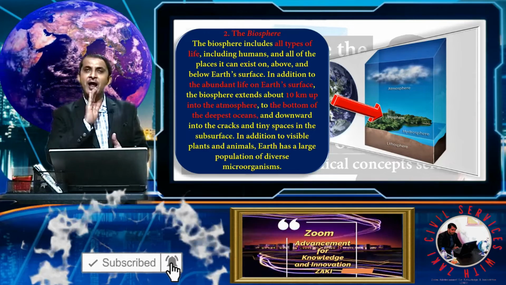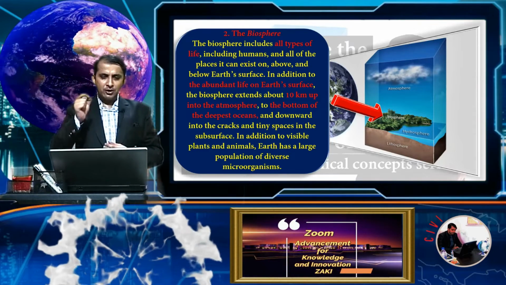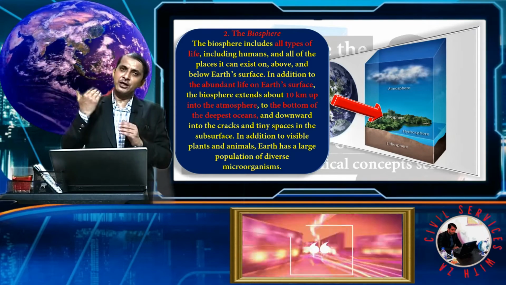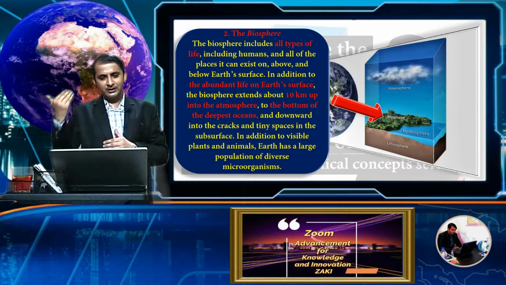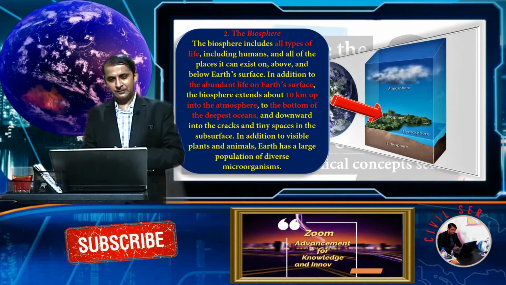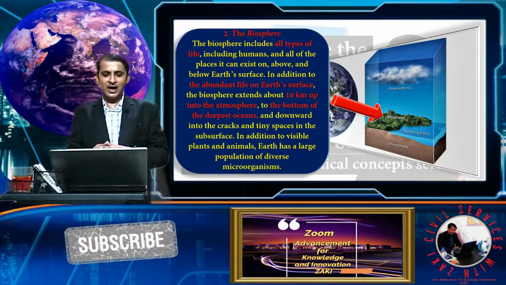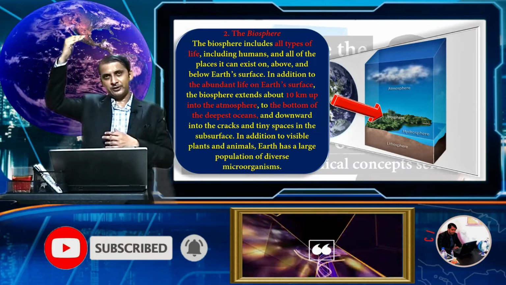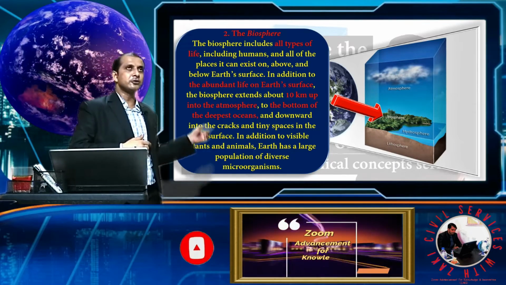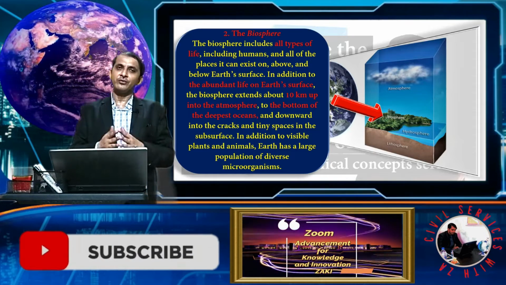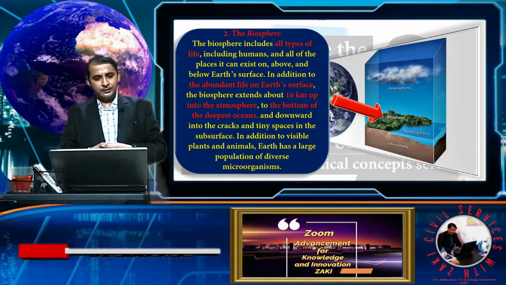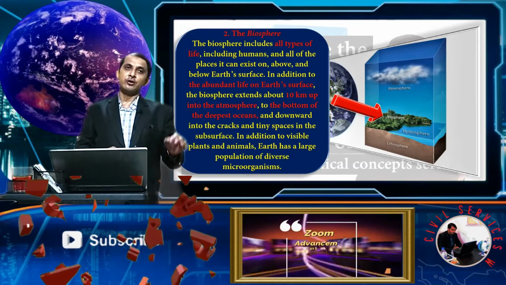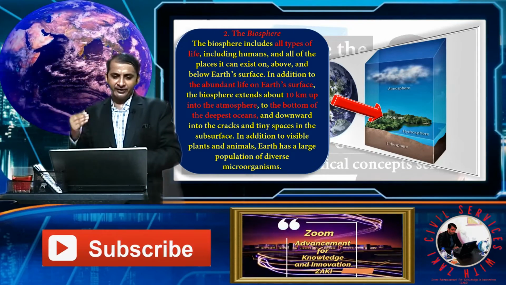The Biosphere includes all types of life, including humans, and all of the places where it can exist, meaning life including humans and all living beings existing in all spaces above and below the earth's surface. In addition to the abundance of life on the earth's surface, the biosphere extends about 10 kilometers up into the atmosphere. So if you go 10 kilometers above, you also find living beings, whether bacteria or other forms of life. And if you go to the deepest part of the sea, you also find life, and downward into cracks and tiny spaces.